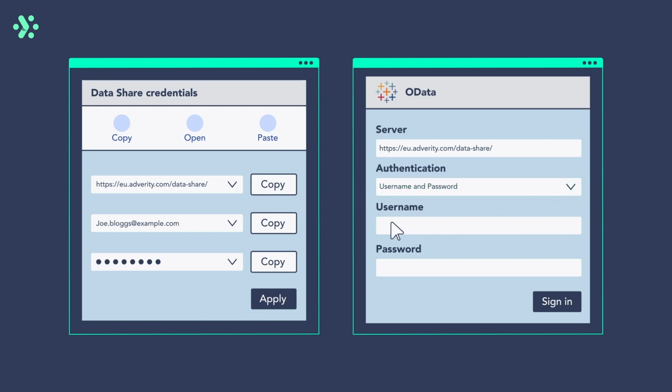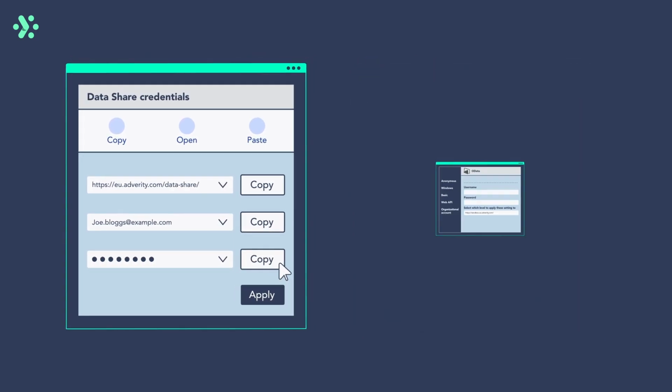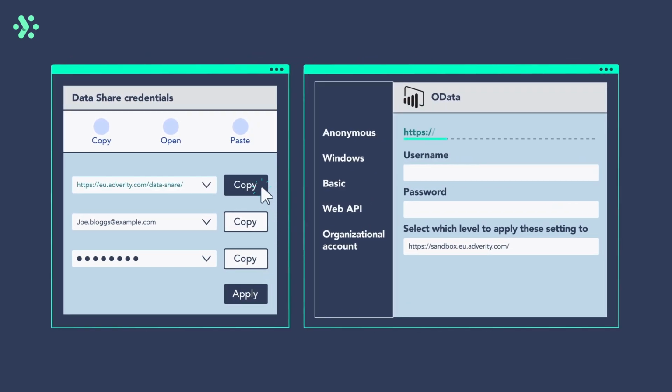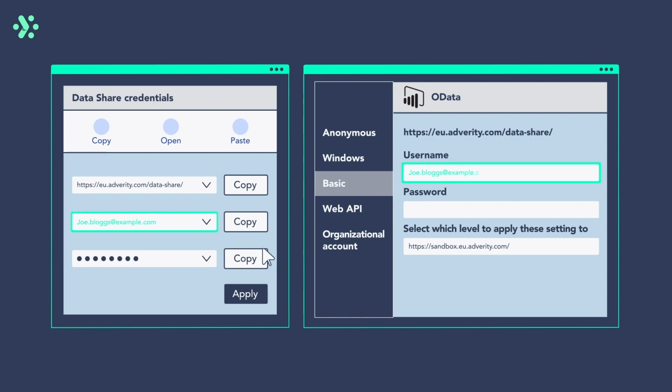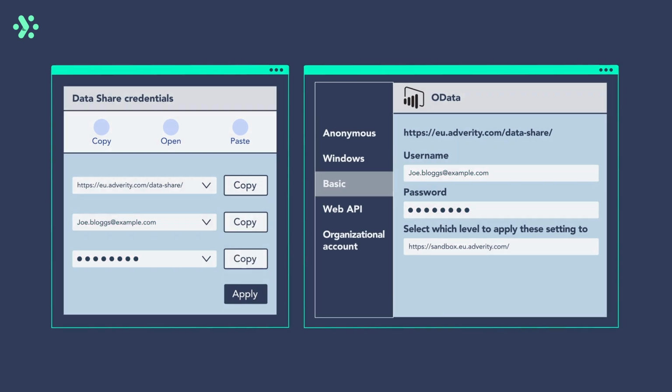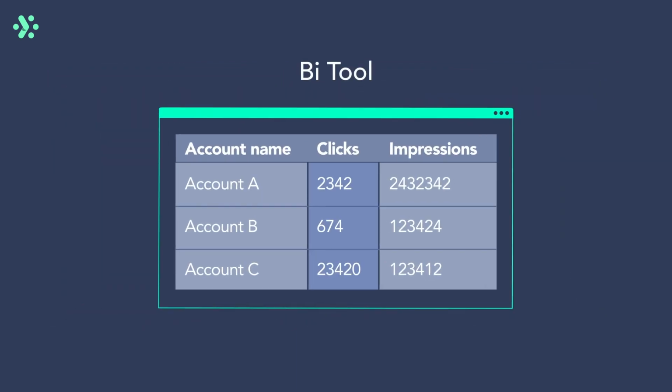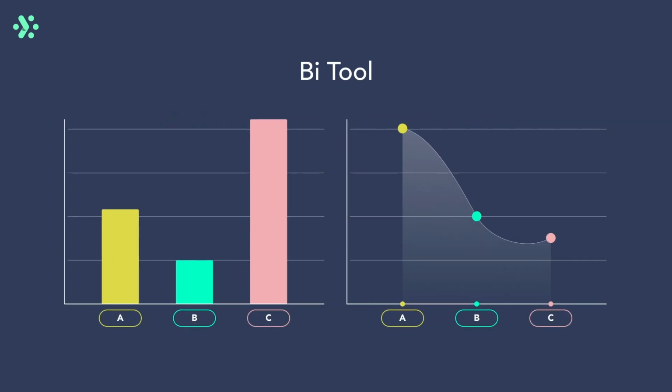In Tableau, for example, enter the data shares URL in the Server field, select Username and Password in the Authentication field, and enter your username and password. As another example, in Power BI, enter the data shares URL in the OData connection field. Select the basic authentication type and enter your username and password. And you're done. You'll now be able to see and visualize your data table in your BI tool.